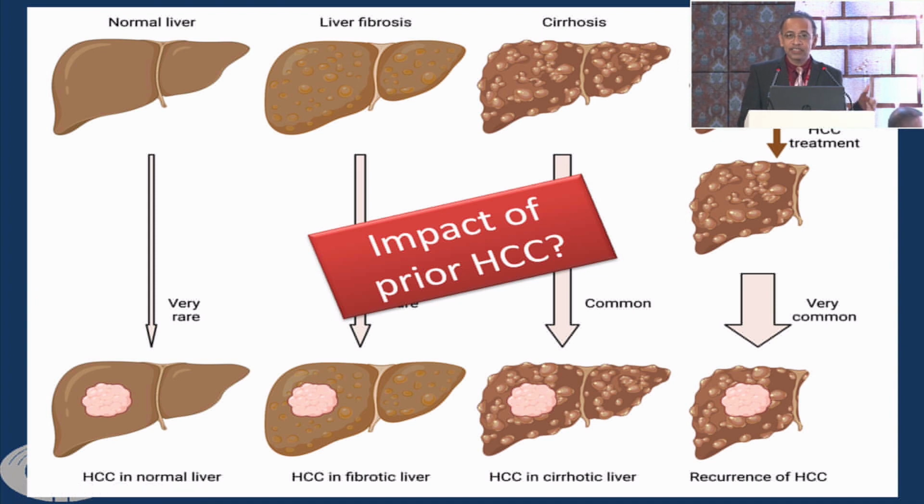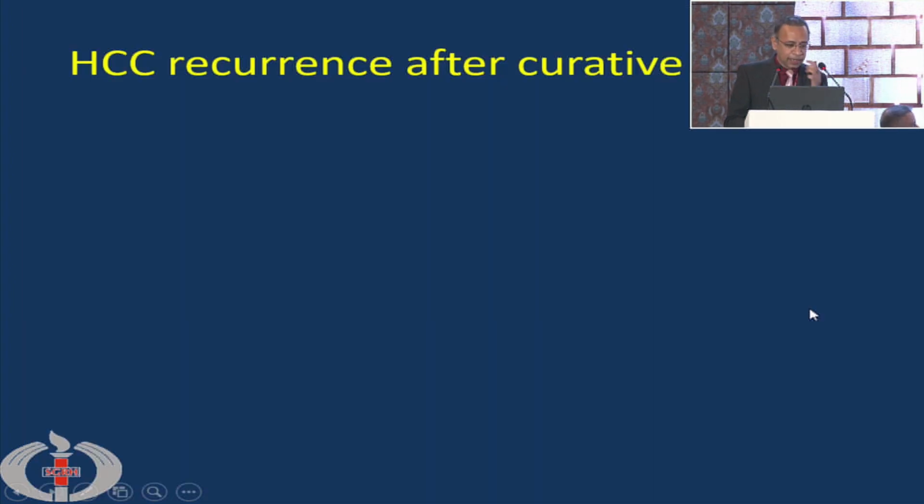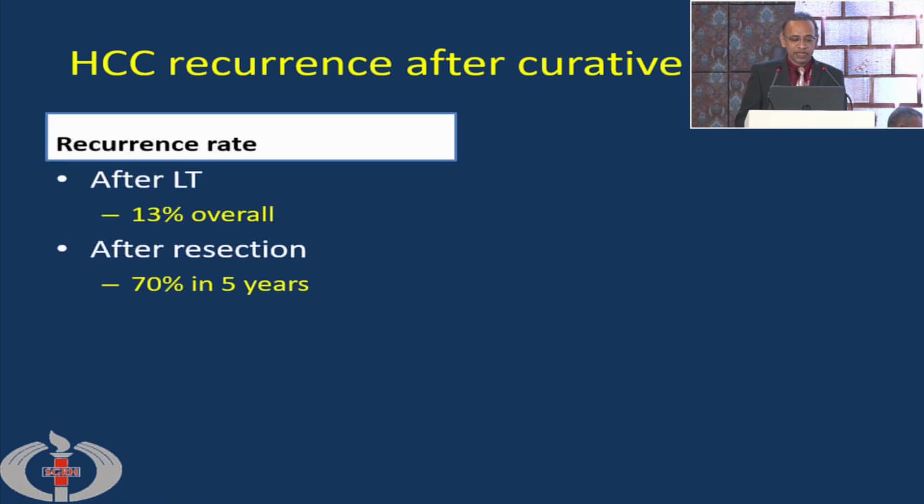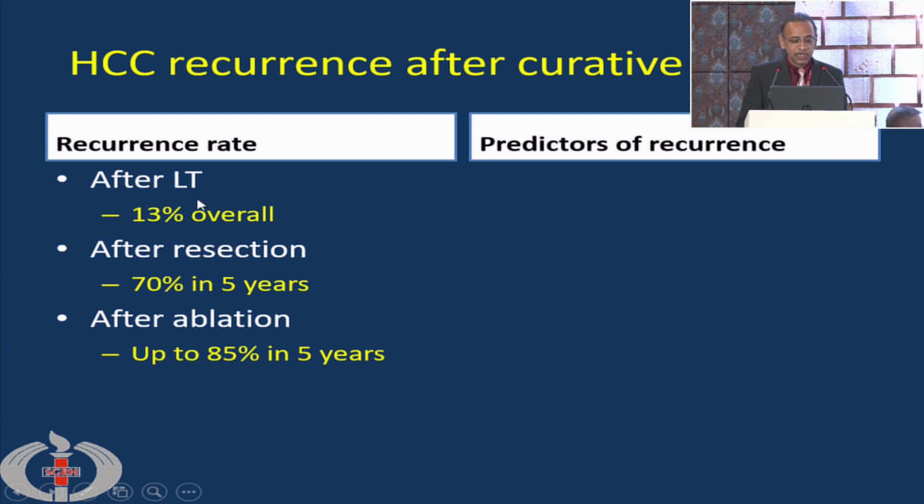So what is the impact of prior HCC? That means this group of patients who have been treated for HCC, now cured, and what is the risk? HCC recurrence after curative therapy: the recurrence rate after liver transplantation overall is about 13%. After resection, the 5-year risk is very high, up to 70%, and after ablation it goes even higher, up to 85%. So what are the predictors of recurrence?